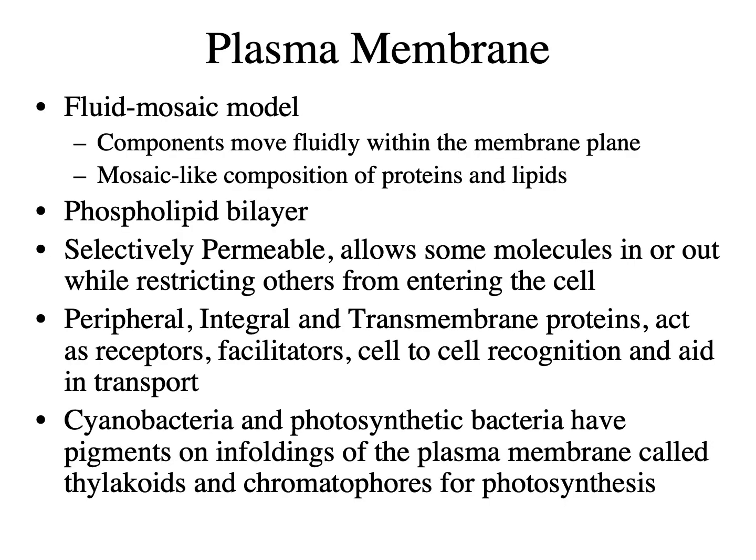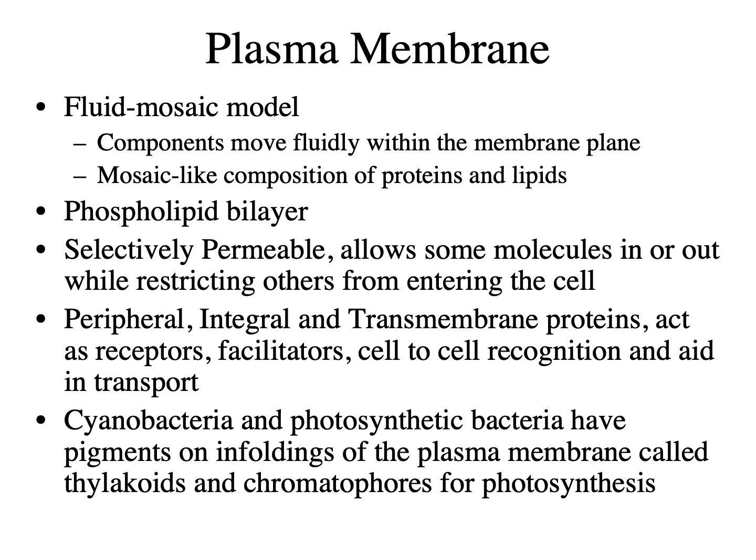If you have had biology, you've probably heard that the plasma membrane is a fluid mosaic model, which means that the components within the membrane move fluidly in that plane. Also, that it has a mosaic-like composition of all kinds of different proteins and lipids. Altogether, it forms a phospholipid bilayer. This bilayer is selectively permeable, which means it can allow some molecules in or some molecules out, but it also can restrict other molecules from entering.